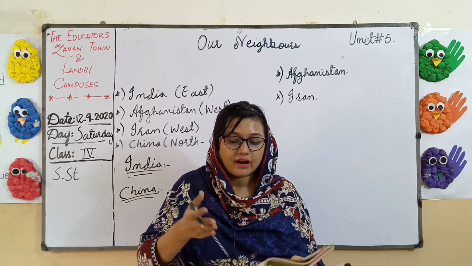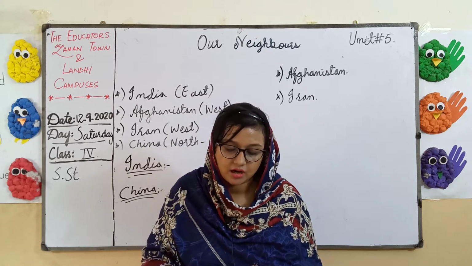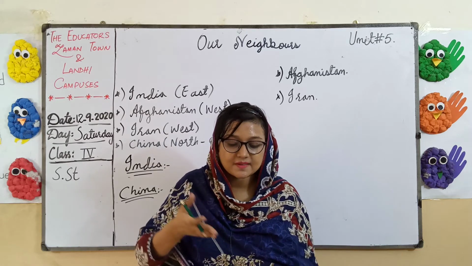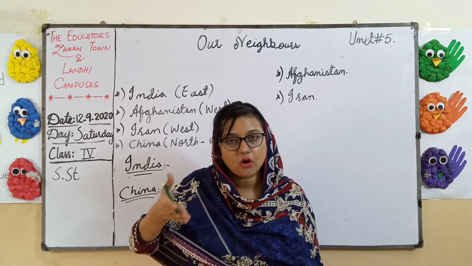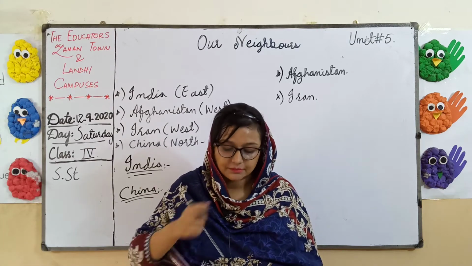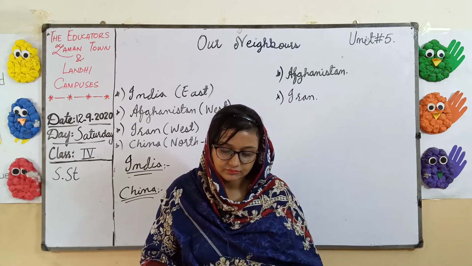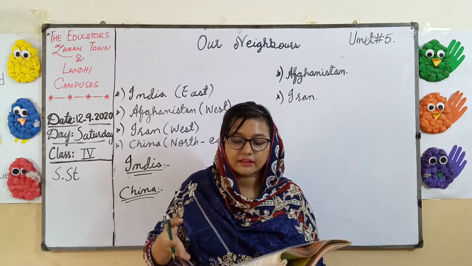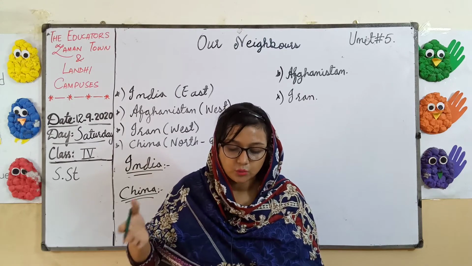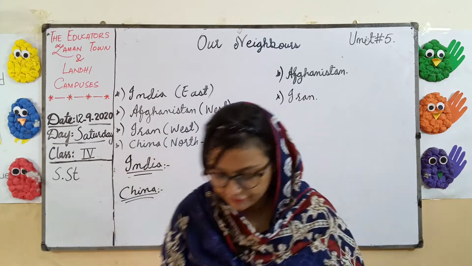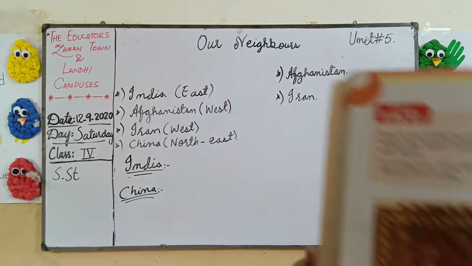Iran used to be called Persia, and most people speak Farsi. Most people live in the northwest and are Muslims. The most famous things made in Iran are Persian carpets, which are sold all over the world. Now after this, we have the facts.